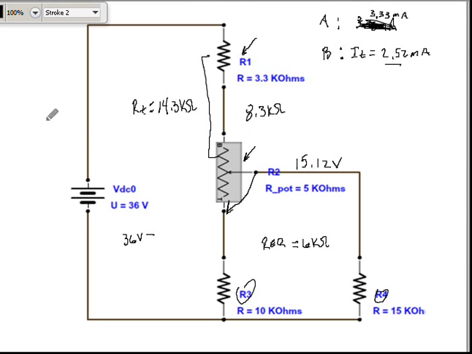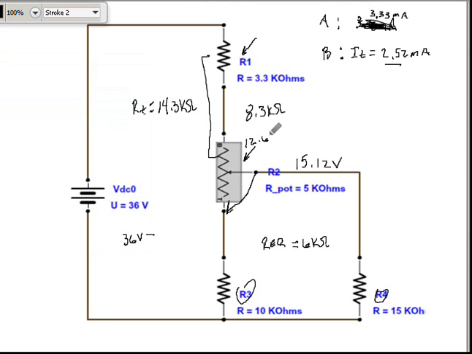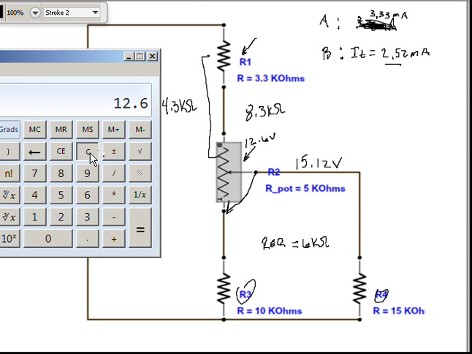My voltage drop at R2, real simple, 0.00252 times 5,000 equals 12.6 volts. And 3.3 equals 8.32.